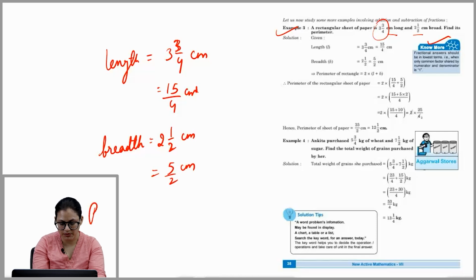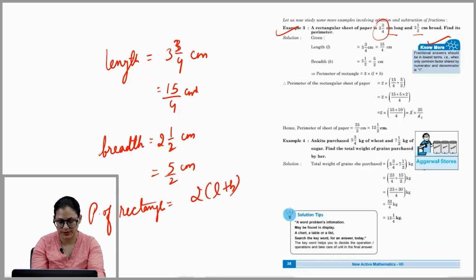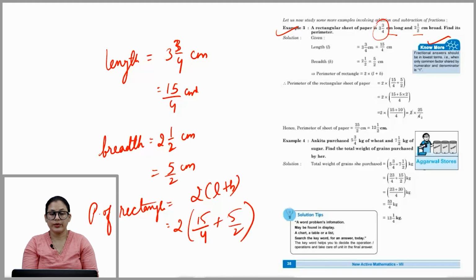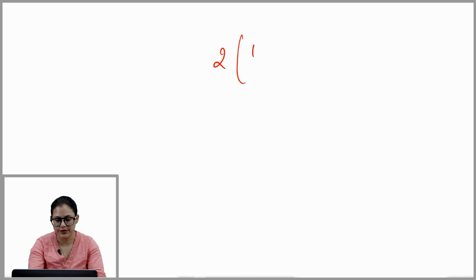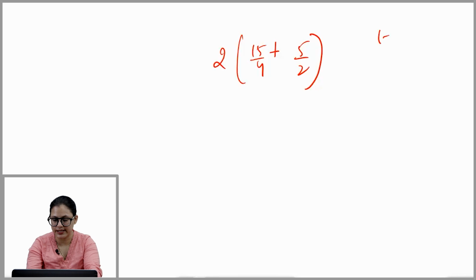Now, find the perimeter of the rectangle, which is 2 times length plus breadth. Okay. The length is what? 15 by 4 plus 5 by 2. Okay, now the denominators are not the same, then what will you do? You will take the LCM. Okay, so let's do here 2 times 15 by 4 plus 5 by 2. So the LCM of 4 and 2 will be 4.